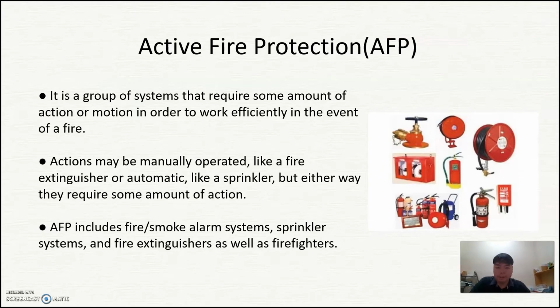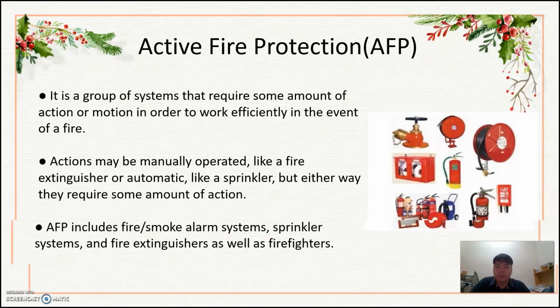Fire safety can be categorized into two types, which are active fire protection and passive fire protection. Active fire protection is a group of systems that requires some amount of action or motion in order to work effectively in the event of fire. Actions may be manually operated, like a fire extinguisher, or automatic, like a sprinkler, but either way they require some amount of action. So active fire protection includes fire or smoke alarm systems, sprinkler systems, and fire extinguishers, as well as firefighters.